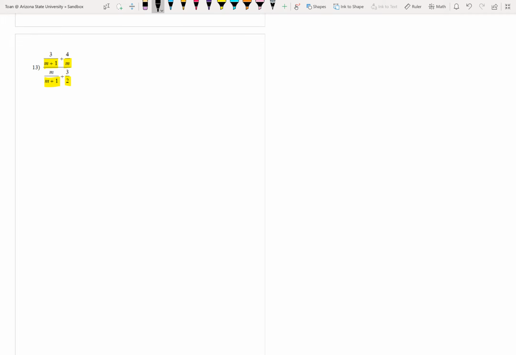And what I do is I write them vertically on top of each other. M plus 1, m plus 1, and 2. And what you want to do is factor everything if possible. Now, m plus 1, it's a linear factor. I can't do much with it, so it's just m plus 1. Notice how I grouped it in parentheses because they belong to each other. You can't split them apart. M is just an m, you can't do much. 2, you can't do much.